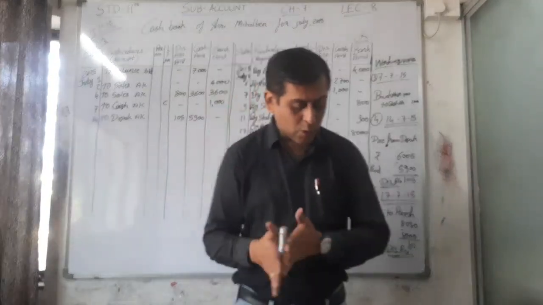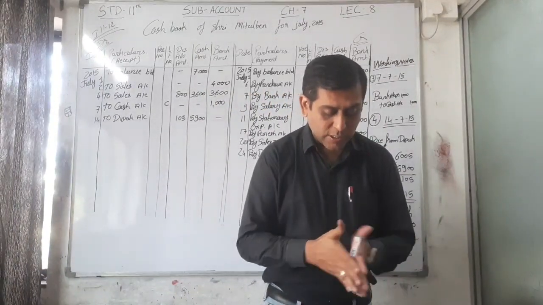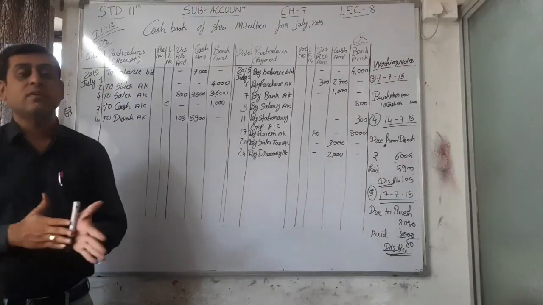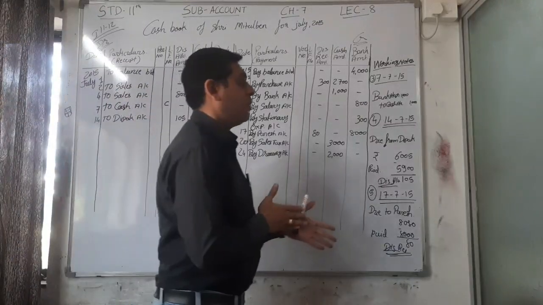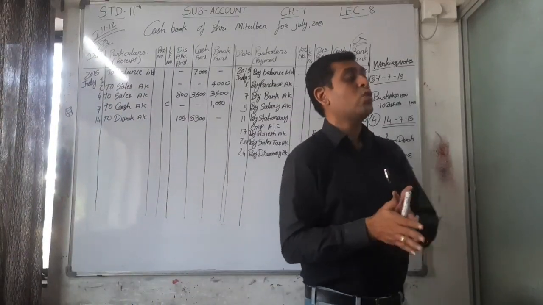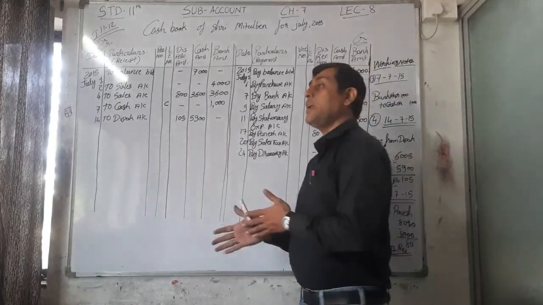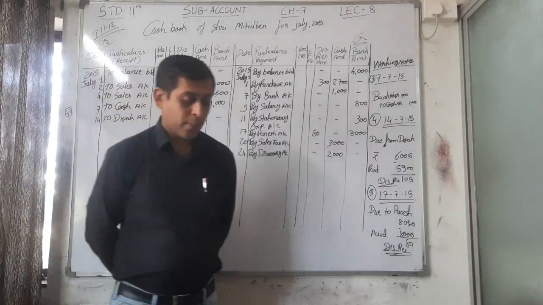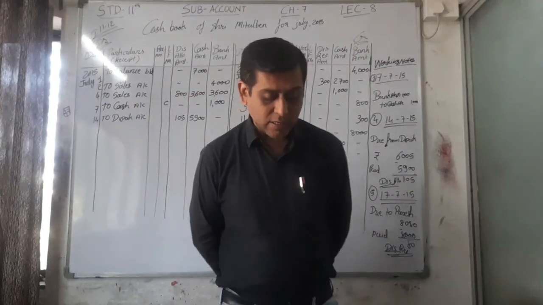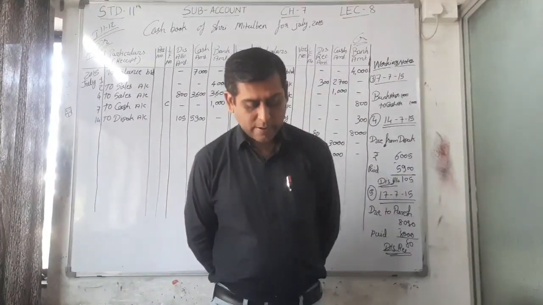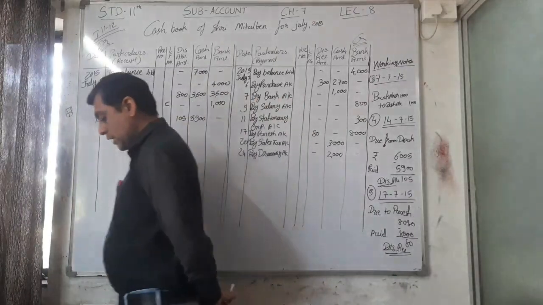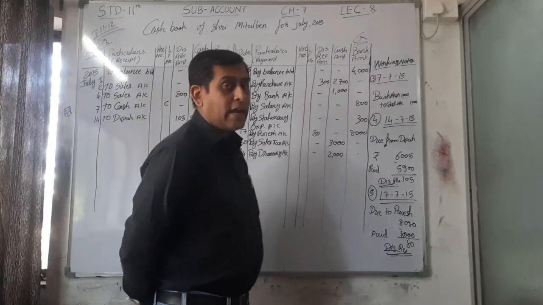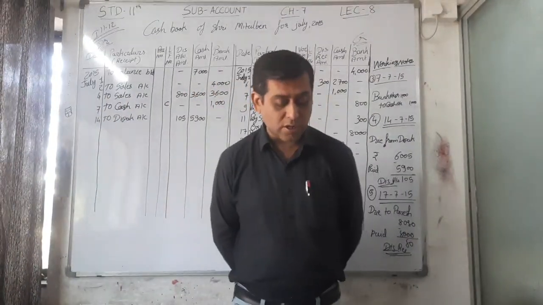Next one, 28. Postage expenses of rupees 200 paid by cash. Again, the expenses, just like stationery and the sales tax expense. So again, the expense account is debited. So debit the postage expense account to cash account. That is the journal entry for this transaction.